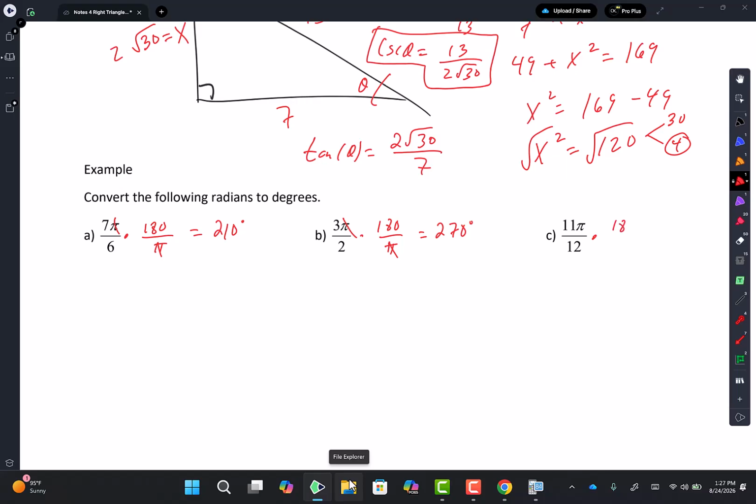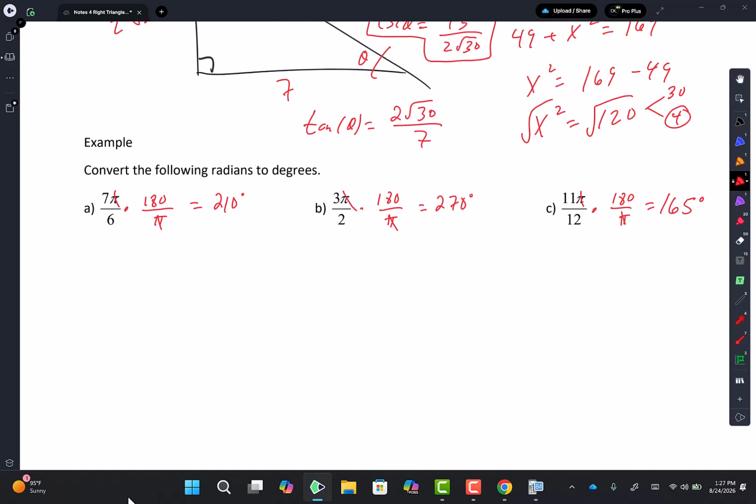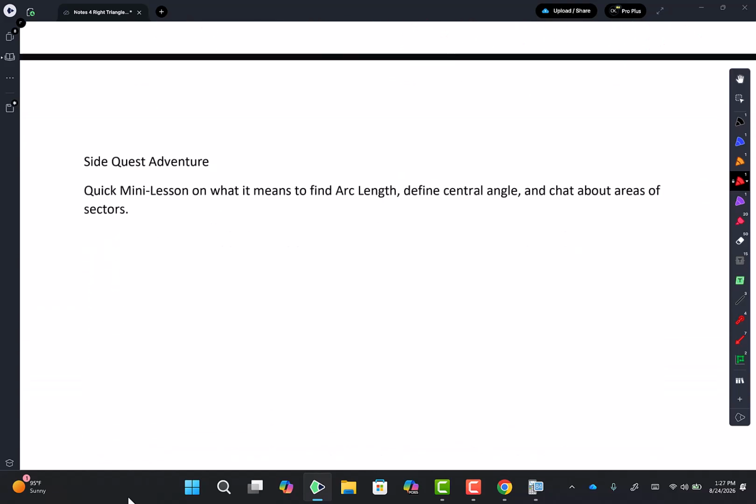This one right here, multiply by 180 over pi. The pi's cancel out again. And I believe this one turns to 165. Now, don't quote me. Go ahead and do the math and make sure that we're right on this one. Are we okay so far? All right, here we go. Go to the next page.